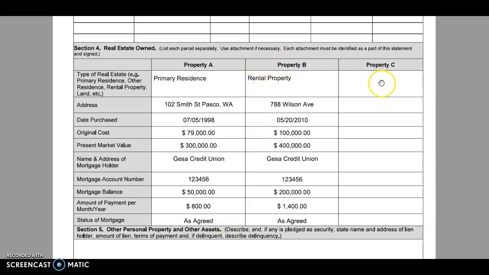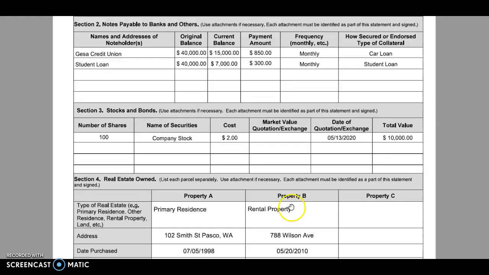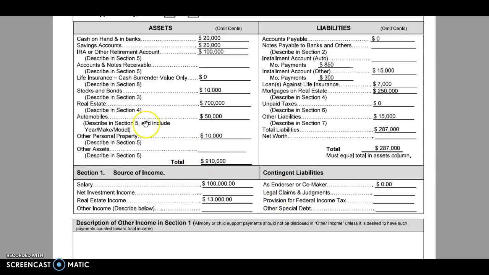Property B and C, you may even have more properties than 3 here. Just use another sheet of paper or copy this page and make sure to fill it out for all of that. It's really important that the bank and credit union has all the information about all your properties. Generally speaking, these are rental properties in this case. And so all of that information automatically gets funneled up here into real estate in section 4 as your asset, its value, and it also fills in the debt over here for you. But we're still on assets. Automobiles.